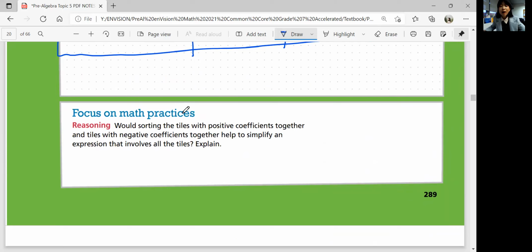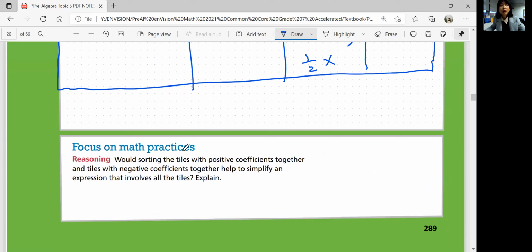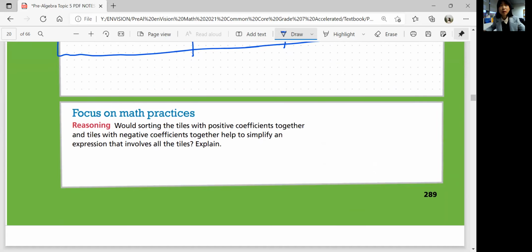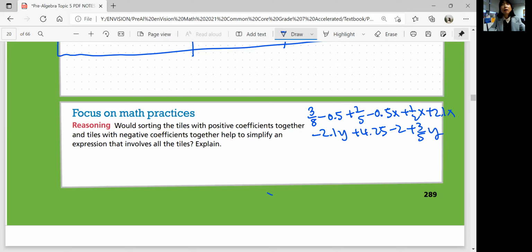Let's look at focus on math practices. Would sorting the tiles with positive coefficients together and tiles with negative coefficients together help to simplify an expression that involves all the tiles? What if we have to add all of them together? So for example, 3/8 minus 0.5 plus 1/5 minus 0.5x plus 1/2x plus 2.1x minus 2.1y plus 4.25 minus 2 plus 3/5y. Would it help with grouping them together like that?